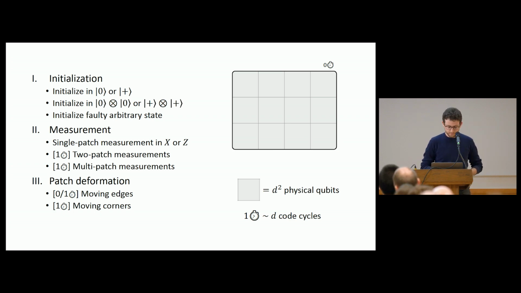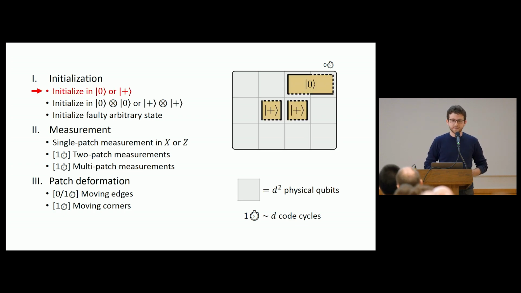It's how you put patches on the board. You can initialize patches in the 0 state or in the plus state, or you can initialize 6-corner patches in 0, 0 or plus, plus. And because with surface codes, this corresponds to initializing all physical qubits in the corresponding state, which doesn't scale with the code distance, this doesn't have a time cost associated with it.